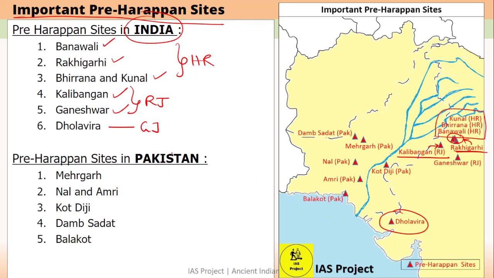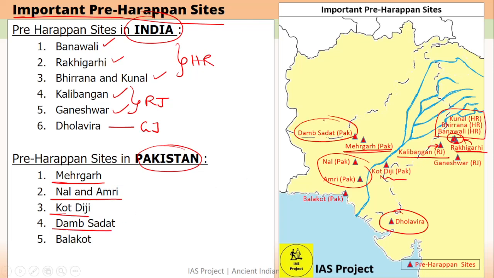If we talk about pre-Harappan sites in Pakistan, Mehrgarh is probably the oldest pre-Harappan site in Pakistan. Mehrgarh is located in the northern part of Balochistan over here. Then we have Nal and Amri villages, which are located over here. Then we have Kot Diji, which you can see over here. It is very close to Indian border. We also have Damb Sadaat, which is located close to Quetta here. The last site is Balakot, which is located towards the south of Pakistan. So all these are some of the important pre-Harappan sites.